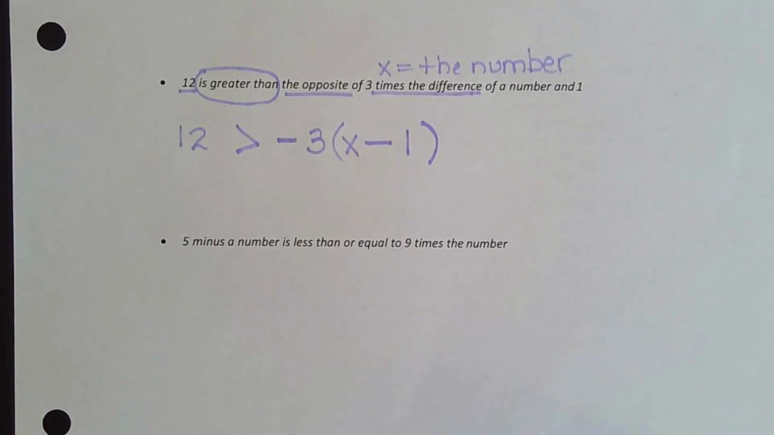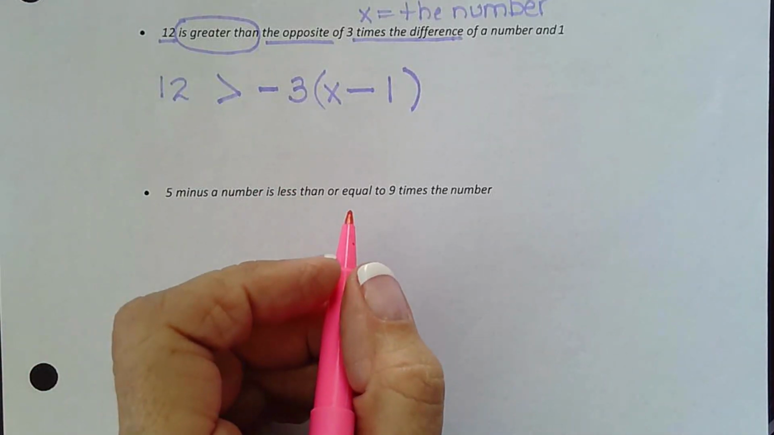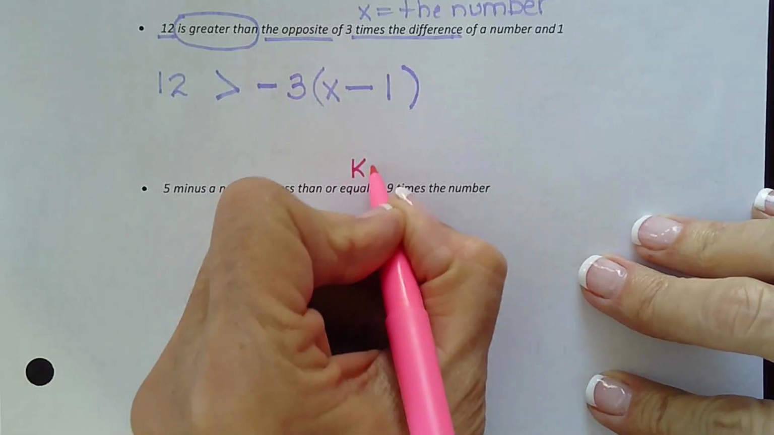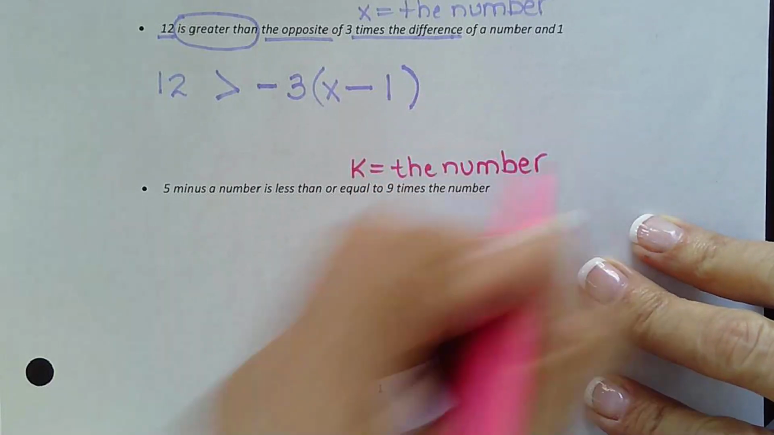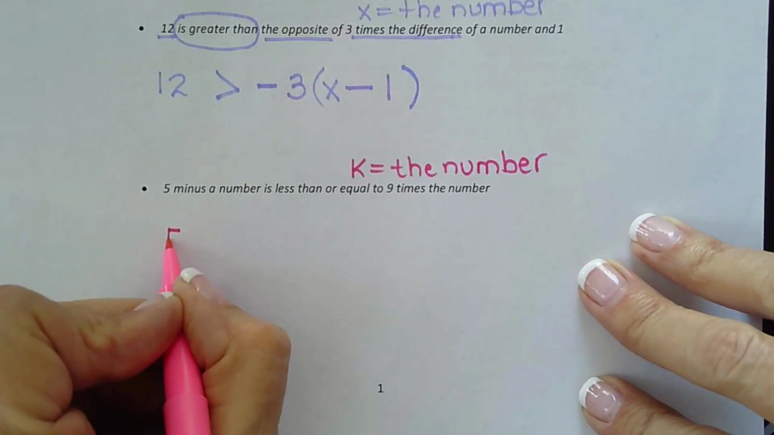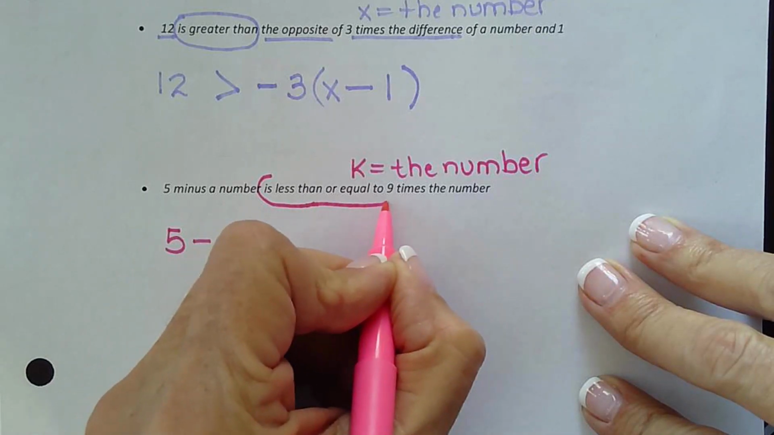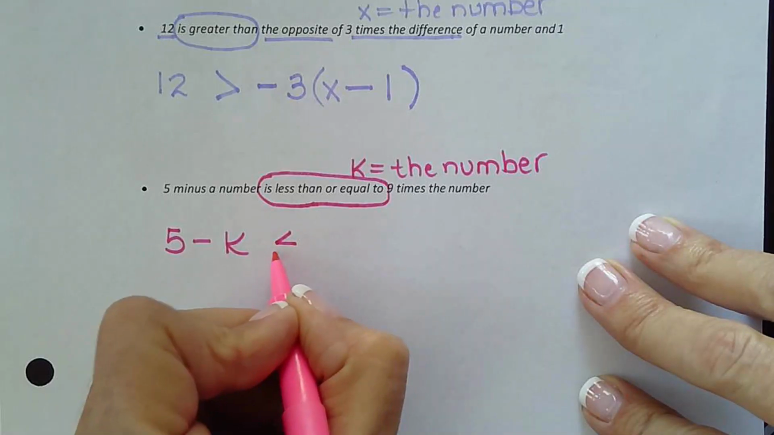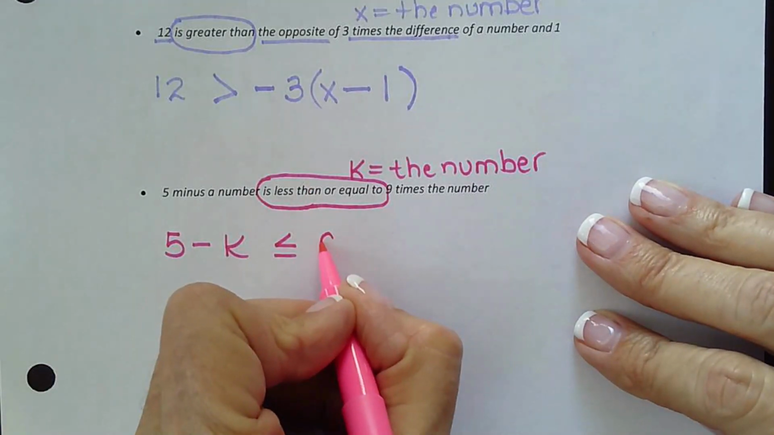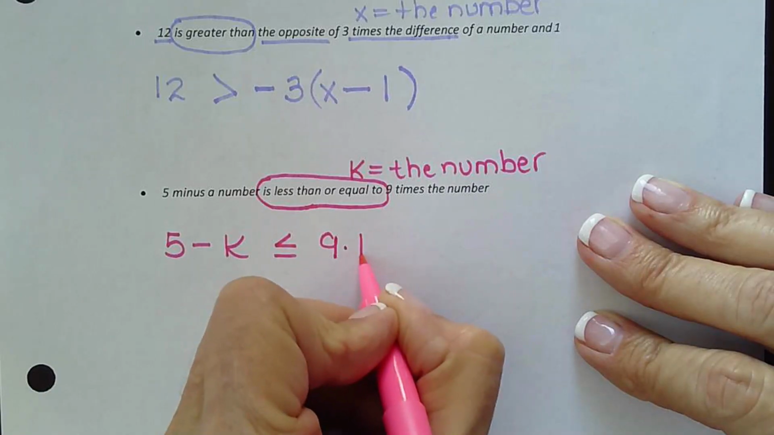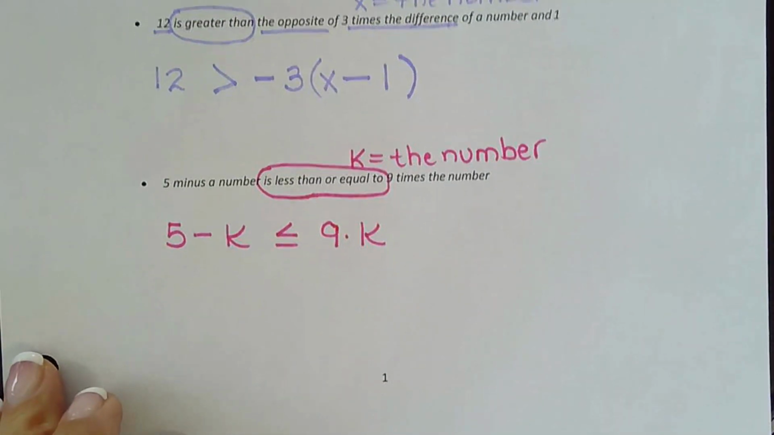And last but not least, 5 minus a number. So what should we call the number? Let's call the number K, because Alex picked some weird letters. So 5 minus K is less than or equal to, no numbers in between, so that's our less than that looks like an L, or equal to 9 times the number. And you could just put 9K or 9 times K, it doesn't matter which one, both are correct.